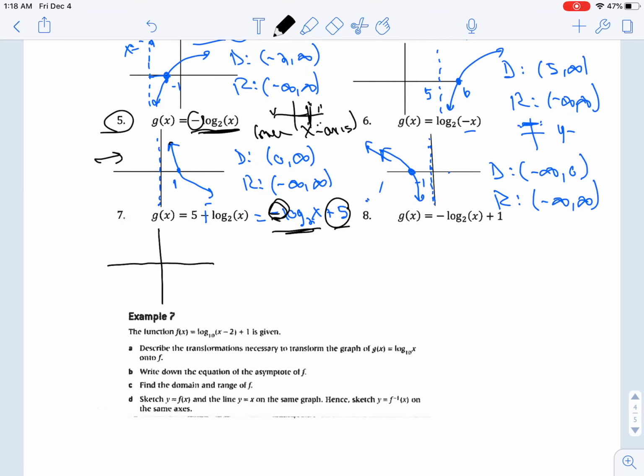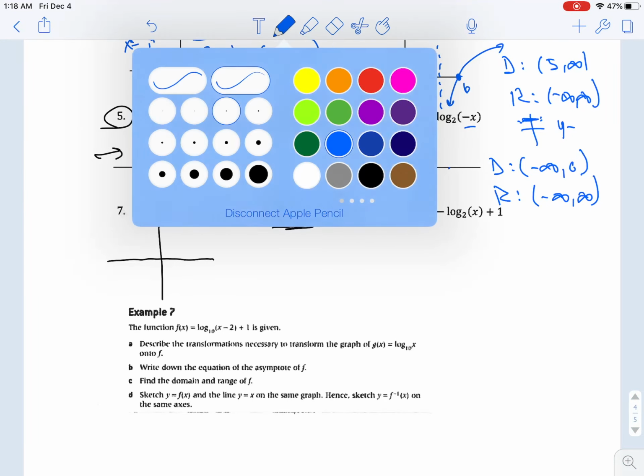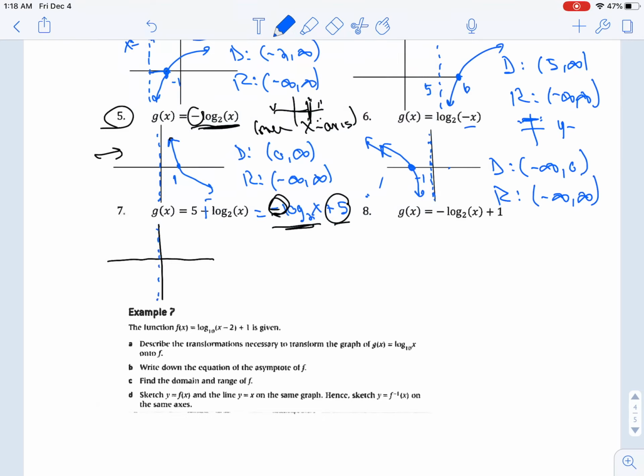If I do that, then the asymptote stays the same. And this point that's at (1, 0), think about the ordered pair, going up 5 units is going to be at (1, 5). So there's the new location of that x-intercept, and the graph just looks like that. And by the way, the domain for this one is still 0 to infinity. The range is still negative infinity to infinity.